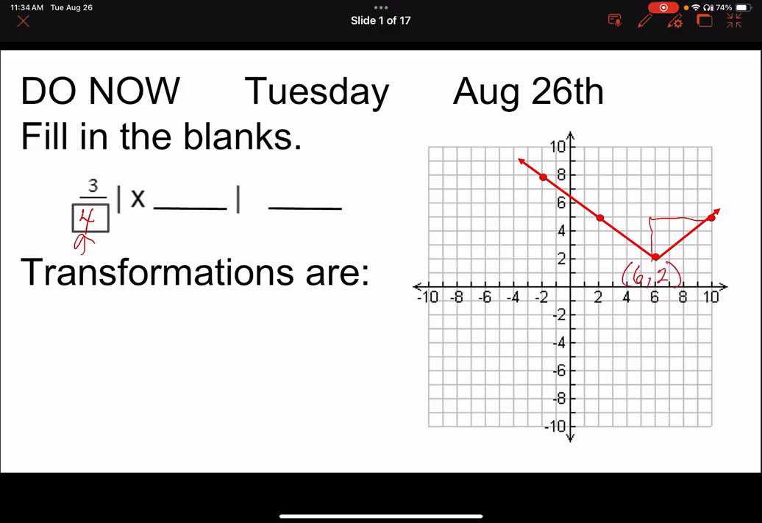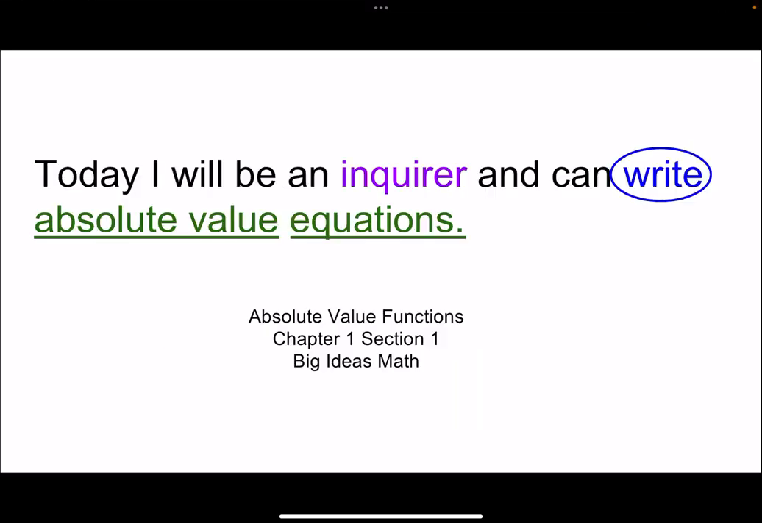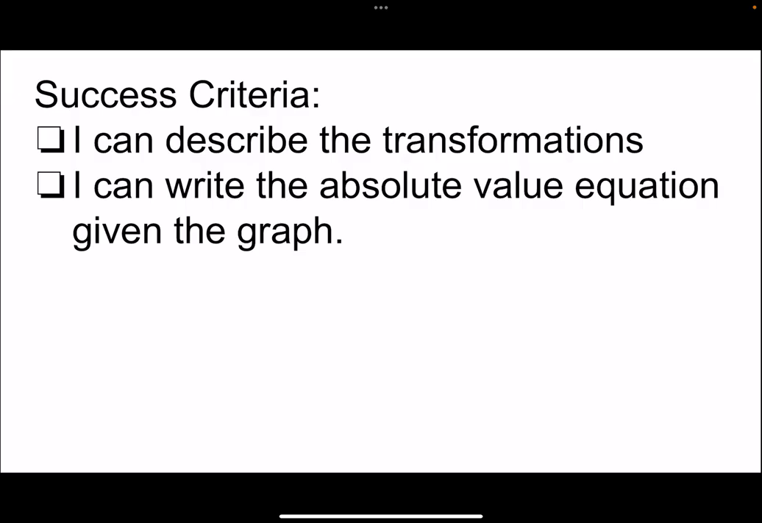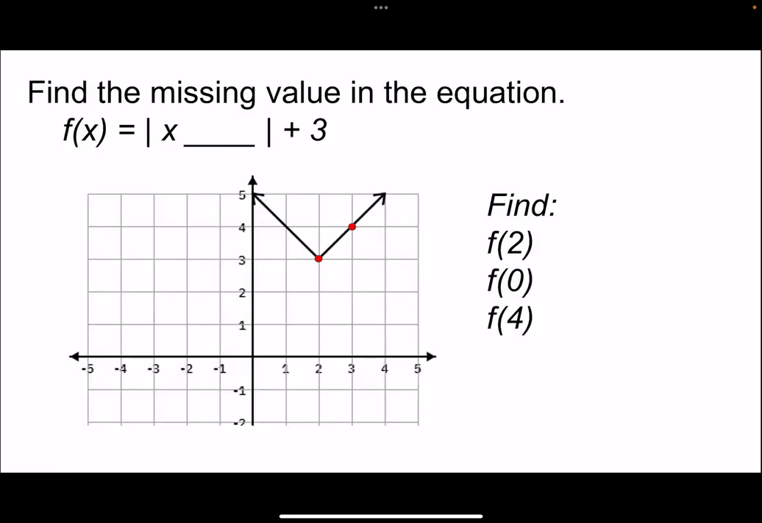So we know the x has to go the opposite way, so we're going to get x minus 6. Y goes the same way, plus 2. The transformations here are right 6, up 2, and it's wider because we have a slope of 3/4. So that's what we have to look at on that. So you're going to be an inquirer and be able to write absolute value equations by describing the transformations and then writing the equation given the graph. So let's look at this one.